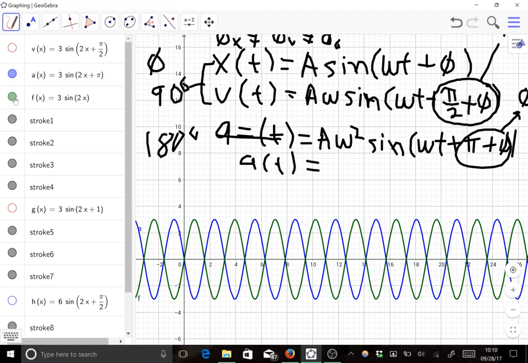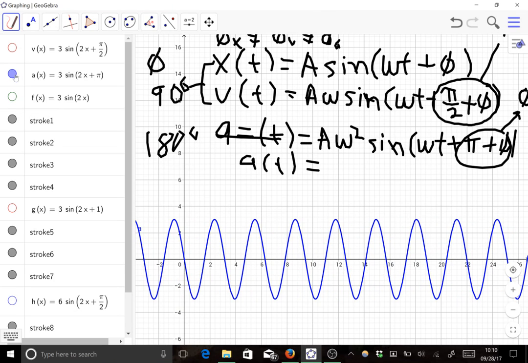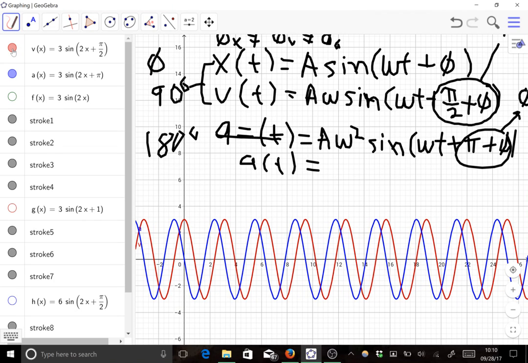There's one other relationship I want us to examine. I'm going to keep acceleration and then have velocity. So position and acceleration were 180 degrees out of phase. Velocity and acceleration were 90 degrees out of phase. And that makes sense because pi over 2 plus pi over 2 equals pi.